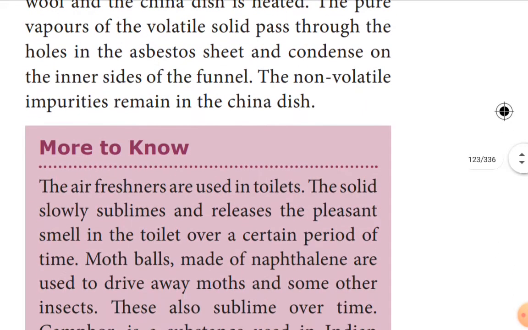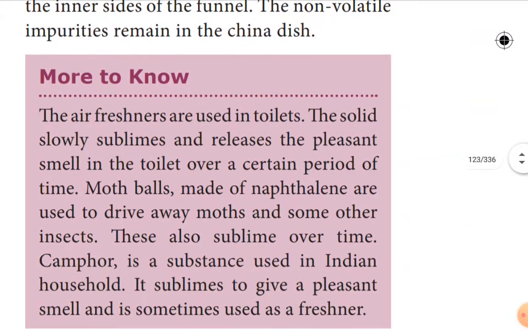Then also, a note is given. See, the air freshener we use in toilets, and the mothballs and camphor we use in almirahs and shelves. These naphthalene balls we use to drive away moths and some other insects. These all work based on the principle of sublimation. They directly change from solid to gas.